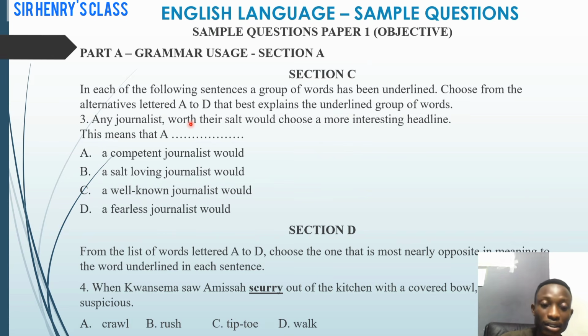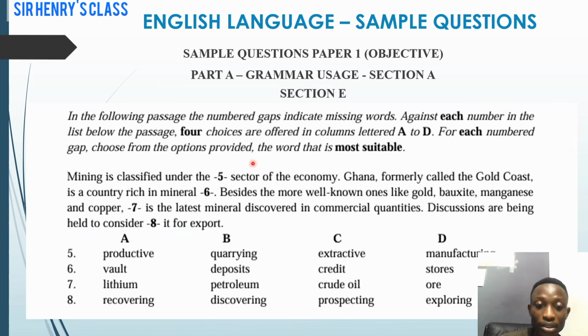And then the next part of this grammar usage: here you are given a short passage, and you explain the group of underlined words. Here it talks about idioms. So you find questions on idioms and on words nearly opposite in meaning. Take note of these areas because you'll be meeting them in your exams. This is also an important aspect of the English language objective part that WAEC has introduced.